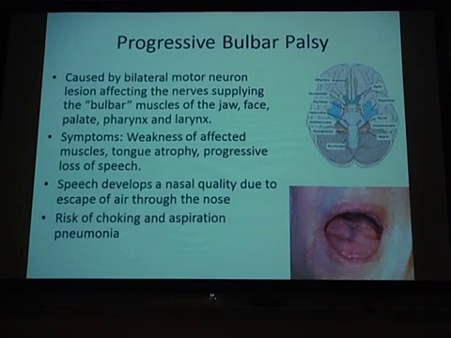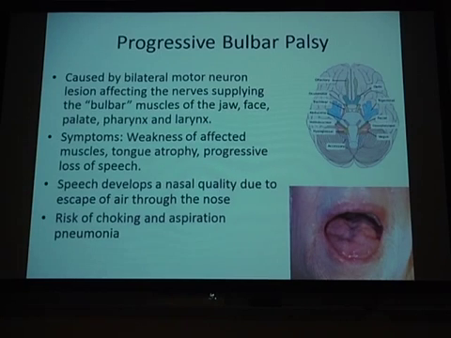It's, again, similar to ALS, and it's actually thought possibly that this is a subtype of ALS, because in people with ALS, eventually the lower motor neurons in the brainstem are also affected. And so there's, again, a similarity and an overlap here.